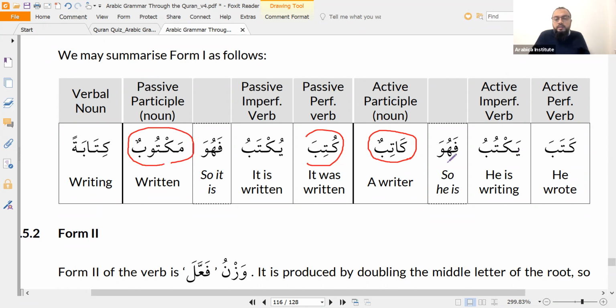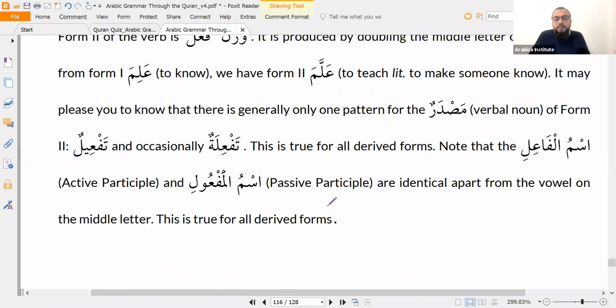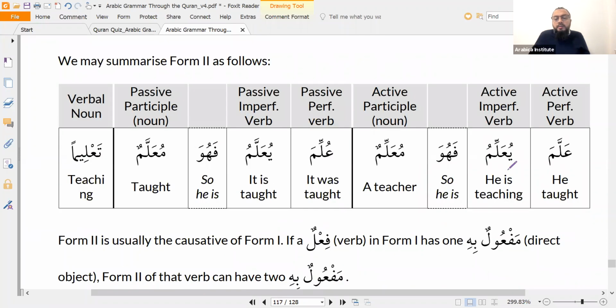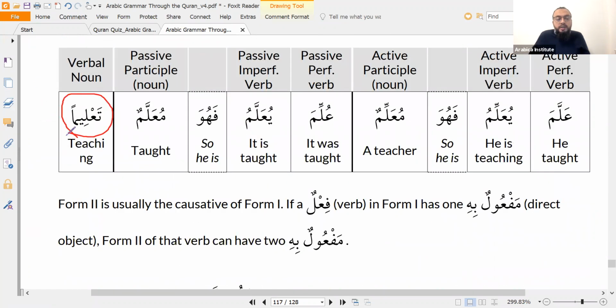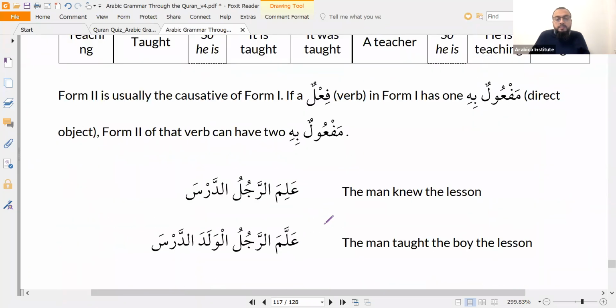He wrote, he's writing, so he's a writer. It was written, it is being written, so it is written. And then we've got the verbal noun, kitabatan. All right, we've done that for all the forms. Here we've got علم يعلم فهو معلم. علم يعلم فهو معلم. تعليما. This is the verbal noun form for form 2. So from form 2 onwards, the verbal nouns have the same pattern. All right.